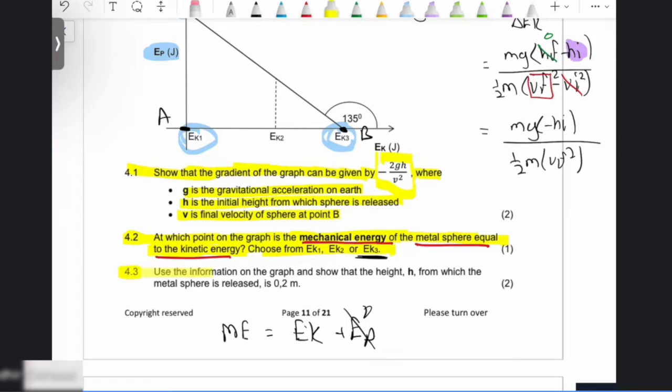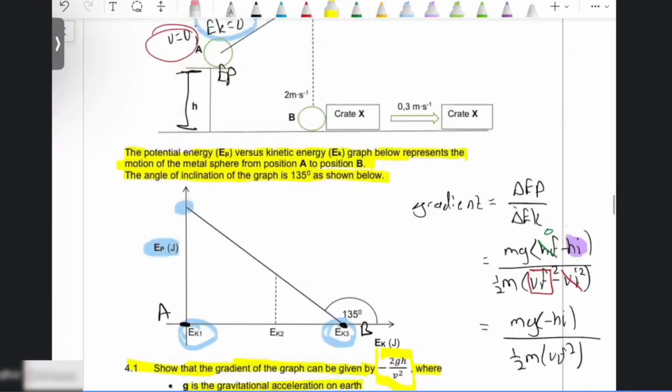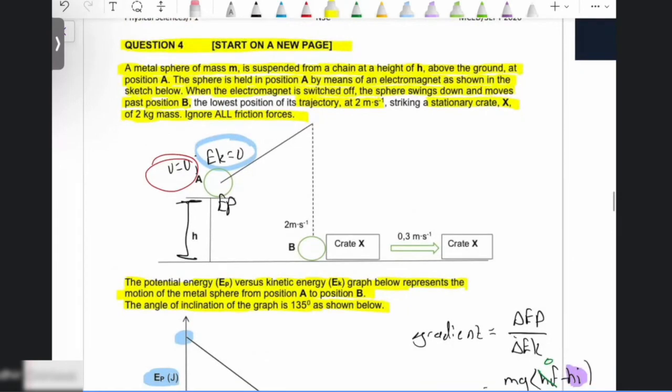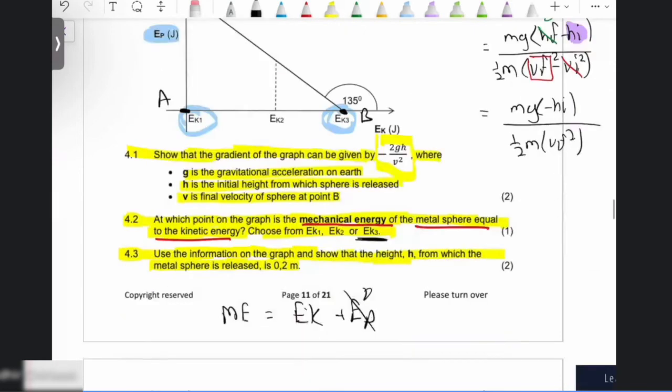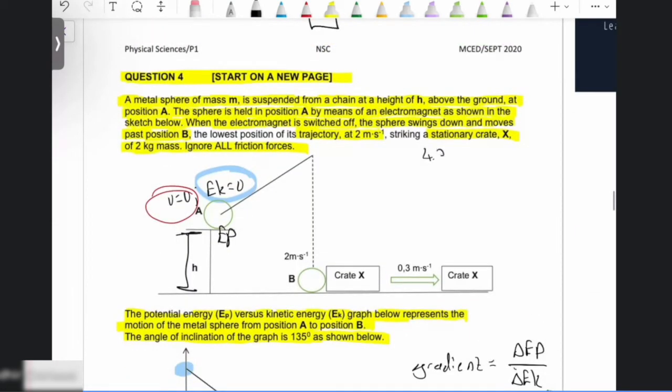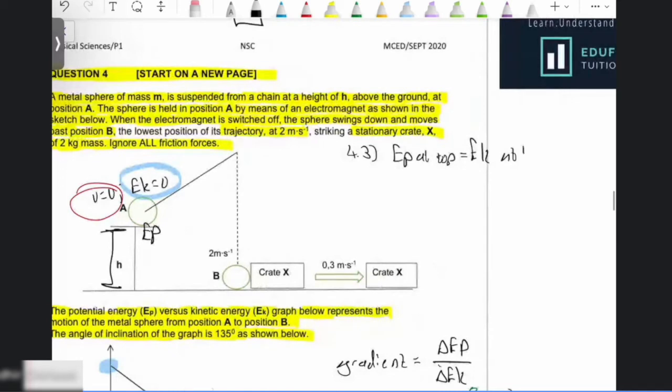All right. 4.3 says use information on the graph and show that the height h from which this metal sphere is released is 0.2 meters. It gives us 2 kilograms and 2 meters per second. So for 4.3, all we have to do is say that the potential energy at the top should be equal to the kinetic energy at the bottom.